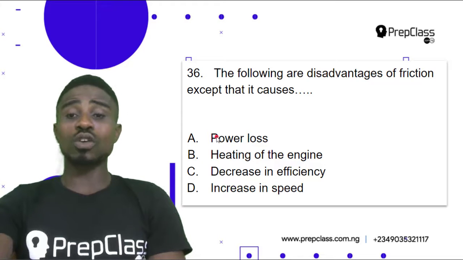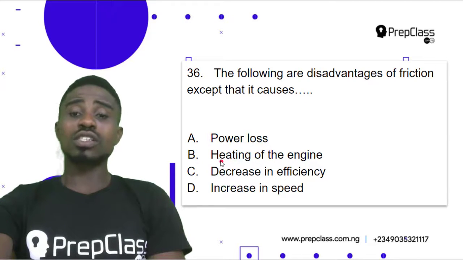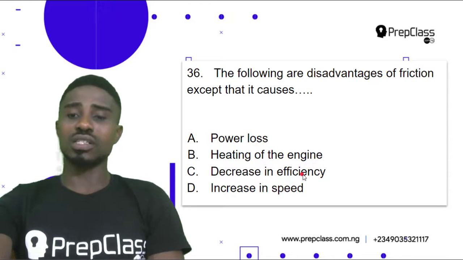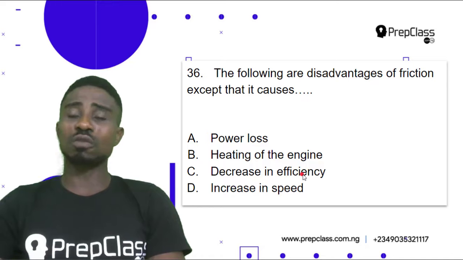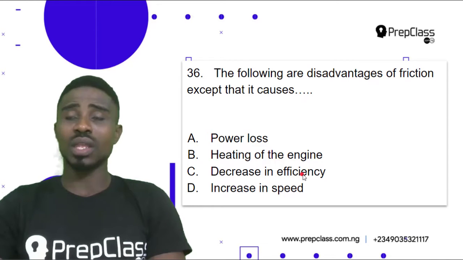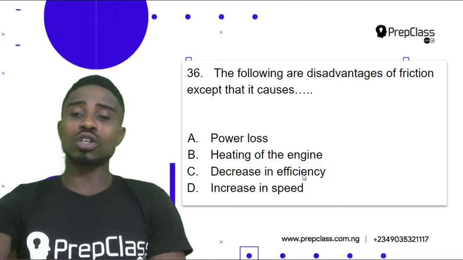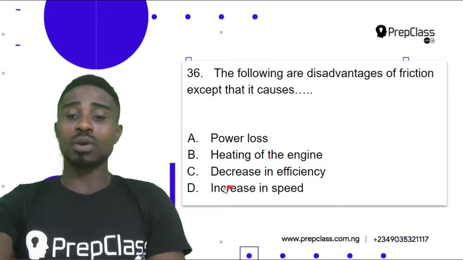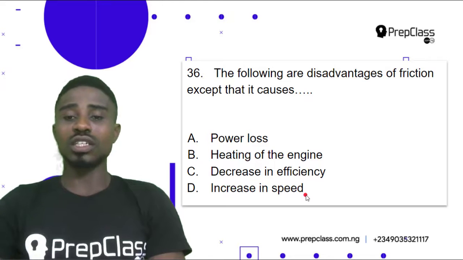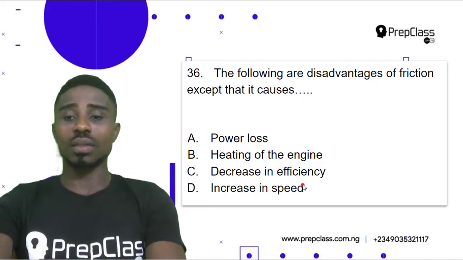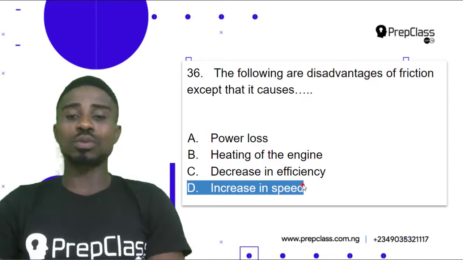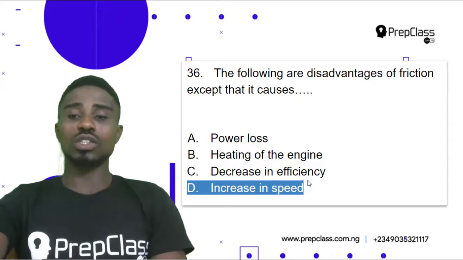Because we know friction causes power loss, it causes heating of the engine, it causes decrease in efficiency. So there are a whole lot of disadvantages of friction. It causes wasting of energy. It causes wearing and tearing of the material. But friction does not cause increase in speed, because increase in speed is actually an advantage. All right, let's check out the correct answer. Question 36, option D, increase in speed is our correct answer. Let's look at the next question.